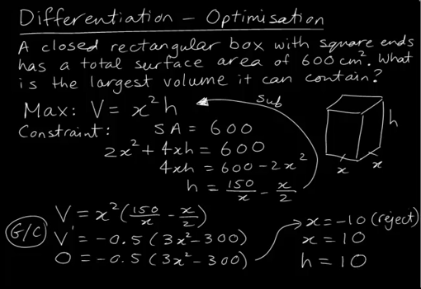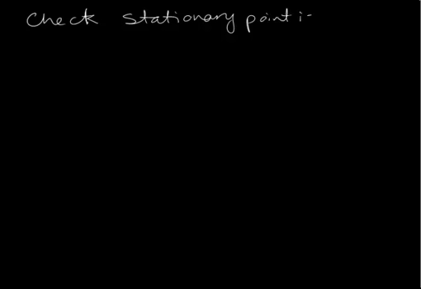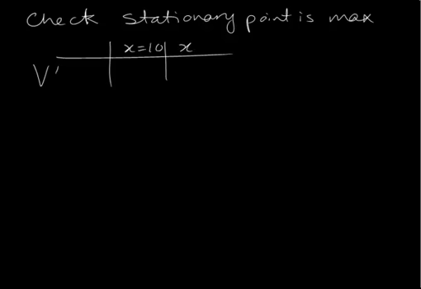So I'm almost there. What I need to do is to double check really that it is indeed a maximum. Okay, so check that stationary point is a maximum. Okay, so set up your sign test. Okay, so V dash at x equals 10. So let's say we choose x equals 11 on that side and x equals 9 on that side. We know the gradient to be 0 at x equals 10.